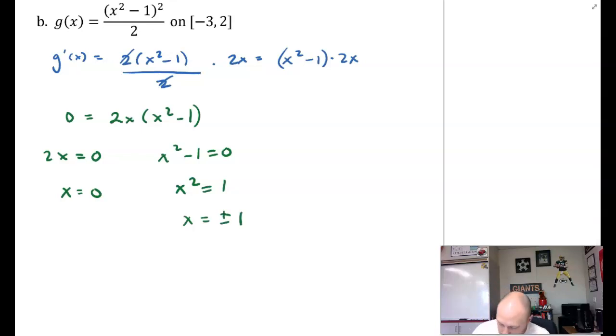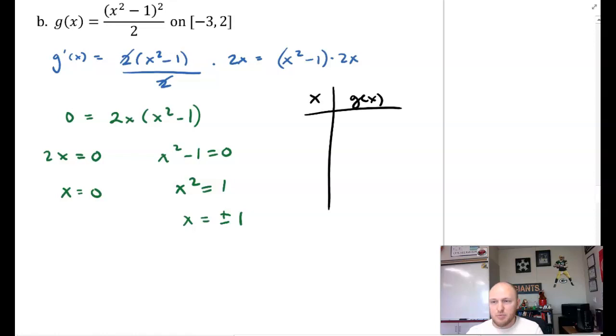Now what I need to do is just make a table. So I'm going to make a table, x and g of x. That just reminds me to plug it into the actual function equation, into g of x, not g prime. And my critical values, in addition to my endpoints, give us -3, -1, 0, 1, and 2. And I'm going to plug these into my function.